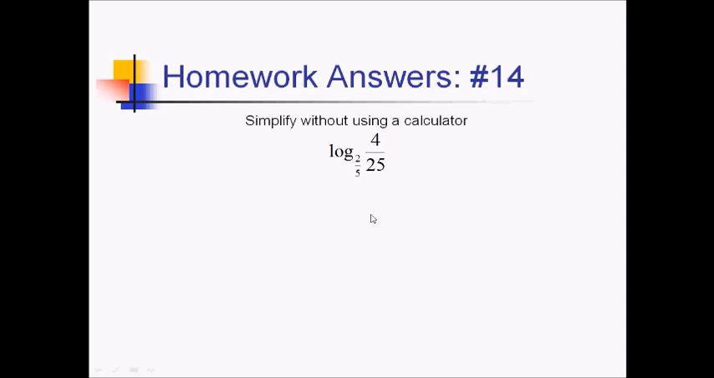For number 14, I'm asking what do I have to raise 2/5 to in order to get 4/25. So I have to square the 2 and the 5, so that would be the second power for this one. For 15, I'm asking what do I have to raise 4 to in order to get 1 over 256. Well, 4 to the fourth would give us 256, so 4 to the negative fourth would give us 1 over that.